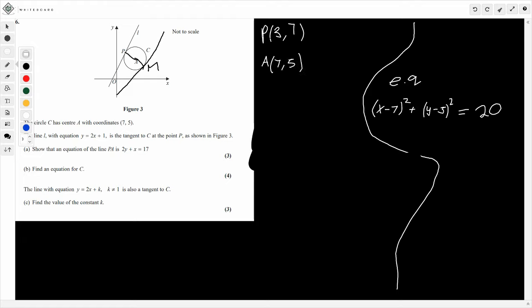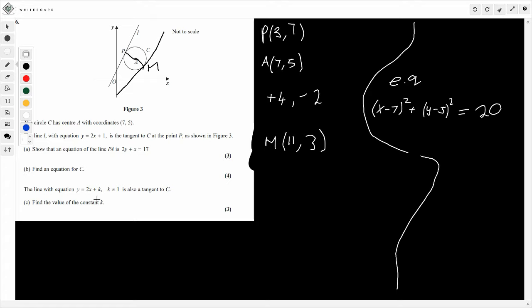So how did we get from P to A? Well, we added 4 to the x coordinates, so plus 4, and we subtracted 2 in the y's. So if we do that from A now, if we add 4, so M, it's going to be 7 plus 4, so that's going to be 11, and then 5 minus 2 gives me 3. So them are the coordinates of M, 11 and 3.